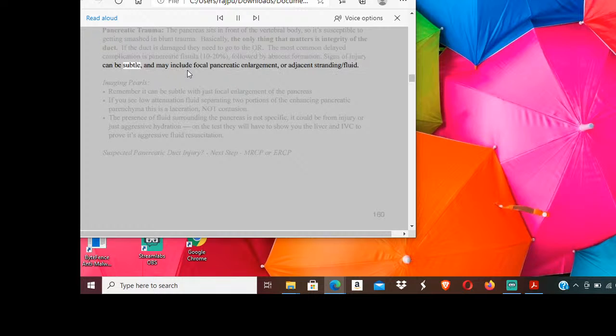Signs of injury can be subtle, and may include focal pancreatic enlargement, or adjacent stranding/fluid. Imaging pearls. Remember, it can be subtle with just focal enlargement of the pancreas. If you see low attenuation fluid separating two portions of the enhancing pancreatic parenchyma, this is a laceration, not contusion. The presence of fluid surrounding the pancreas is not specific.